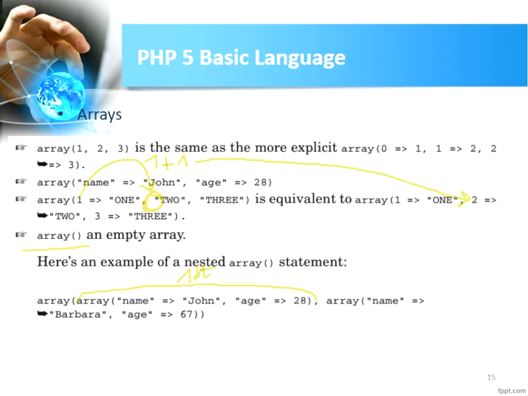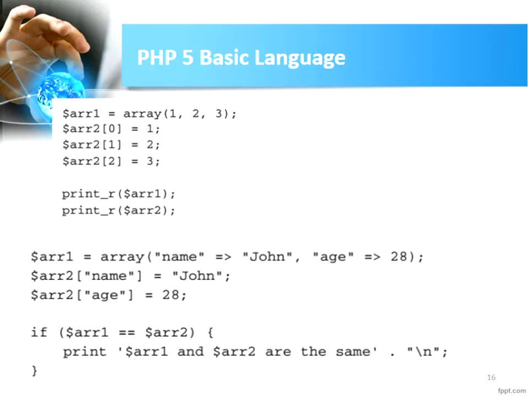So here is an example of a nested array statement. This is an array of arrays. The first element here is an array. This is the first element. The second one is also an array. This is the second element. And this is an example of a nested array. Is it clear? Any questions about this part?